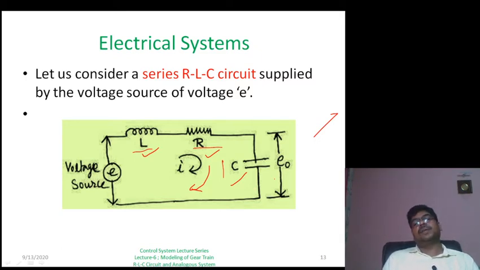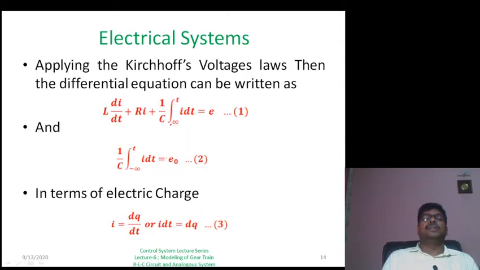So for this case we can write the differential expression using Kirchhoff's voltage law, KVL. The differential equation using Kirchhoff's voltage law can be expressed like this: L di by dt plus R into I plus 1 by C integral from minus infinity to t of I dt equals E, where this 1 by C integral from minus infinity to t of I dt can be represented as E naught.